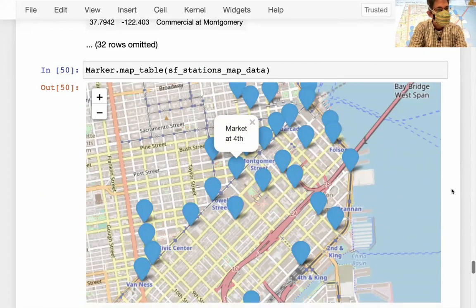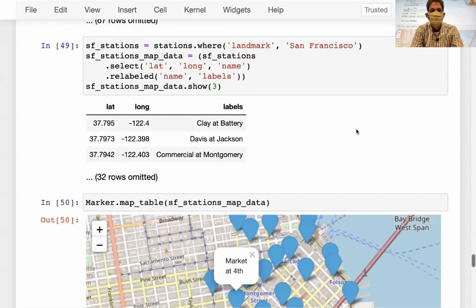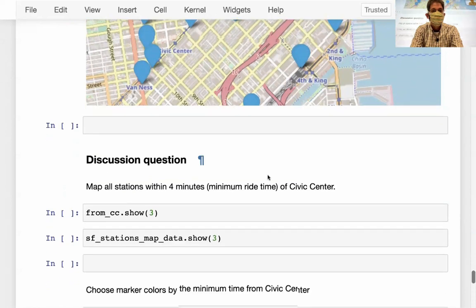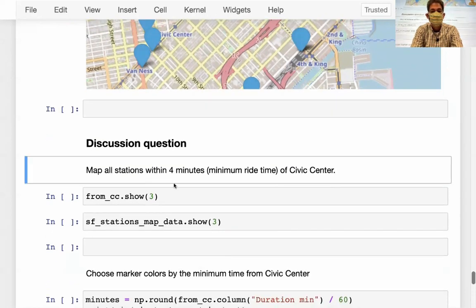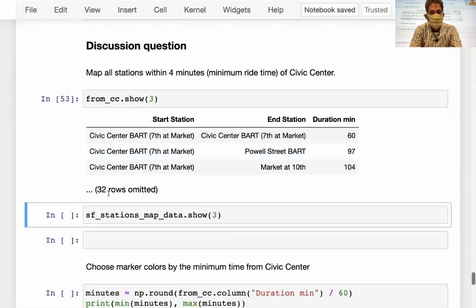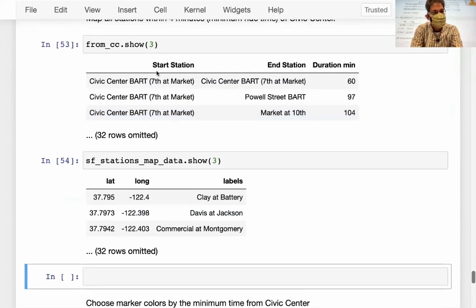So we've measured something that's a little bit different than physical distance when we've been working on this. But we can still do cool stuff. Once you can draw a map, you can use all of your other tools to draw other maps. For example, you could try to map all the stations within a 4-minute ride of the Civic Center. So I have the distances in bike duration. I have all the positions. All I have to do is join them together, and I can have all that information in one table.